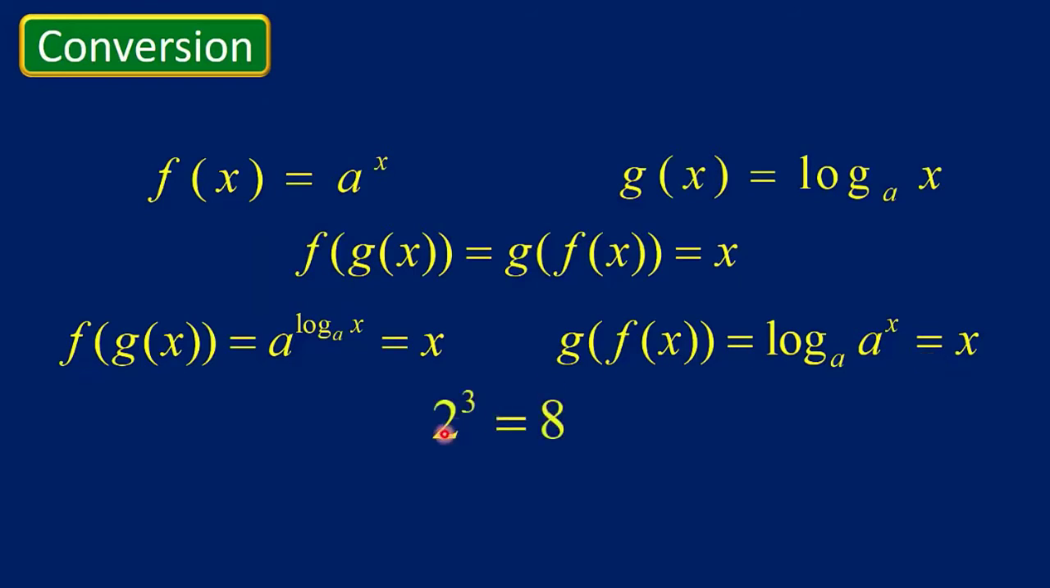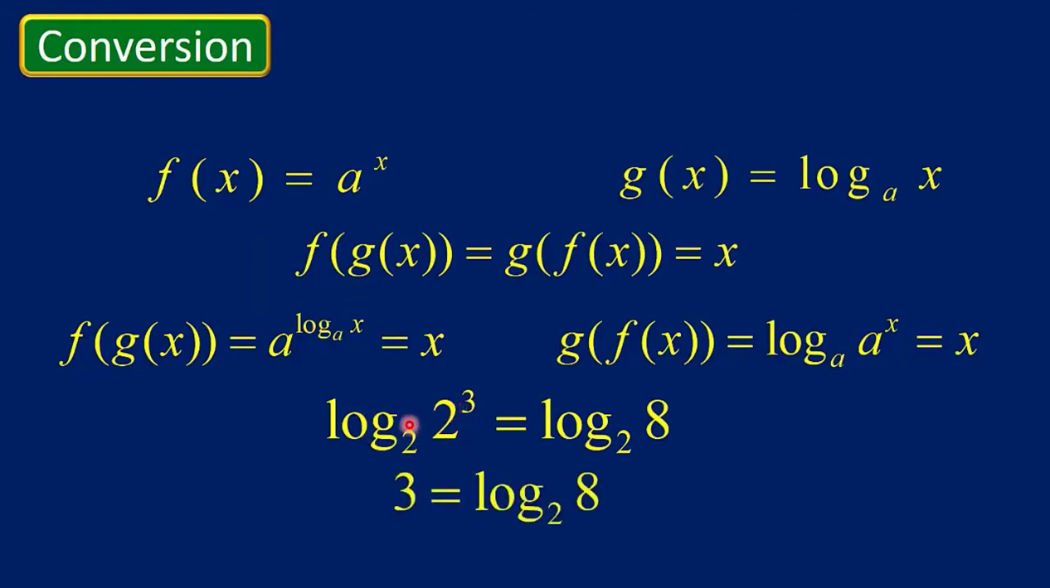Let's suppose we have 2 to the third equals 8. Now, notice I can do this. I can apply log base 2 to both sides. But dig this now. Log base 2, 2 to the third. All I'm going to be left with over here is 3. And there we have it. We've converted. We went from exponential form to now log form. Log base 2 of 8 equals 3, and we started off with 2 to the third equals 8.